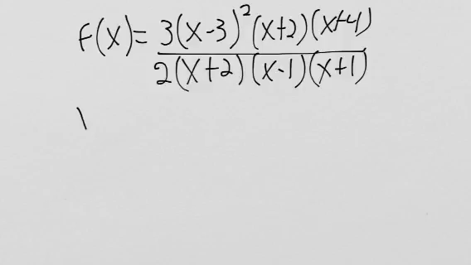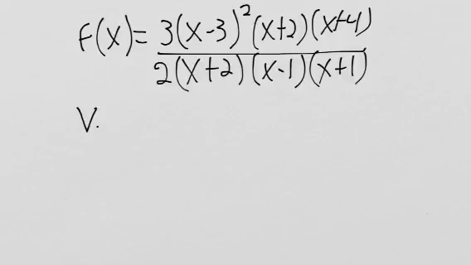But one of the big unit questions was, why are vertical asymptotes, why are those only on the bottom of the function, right?